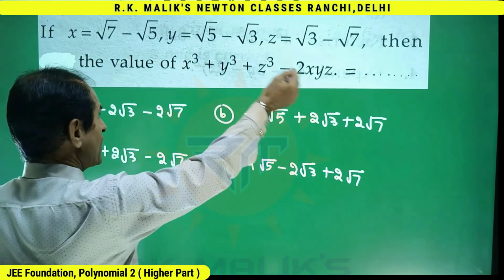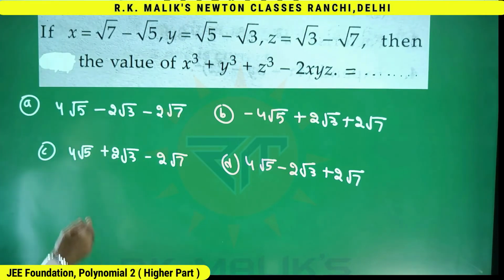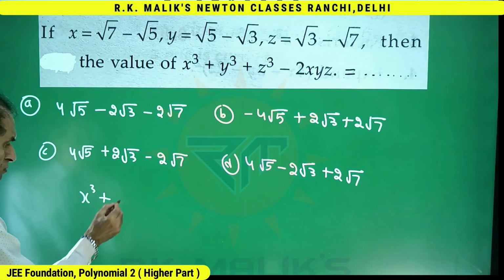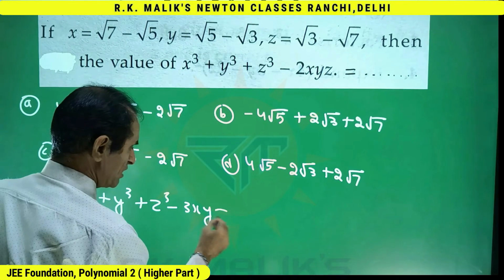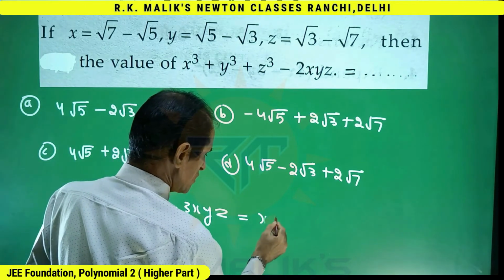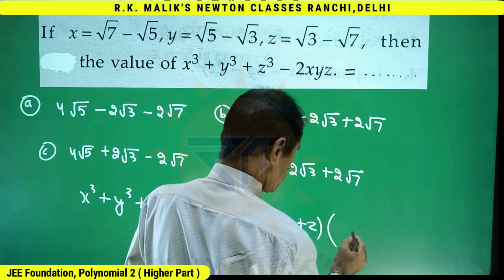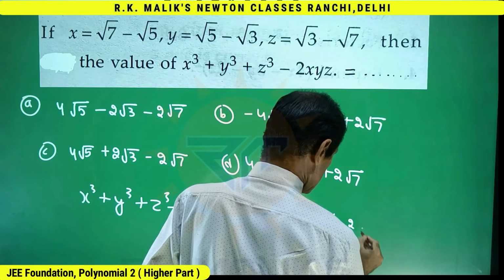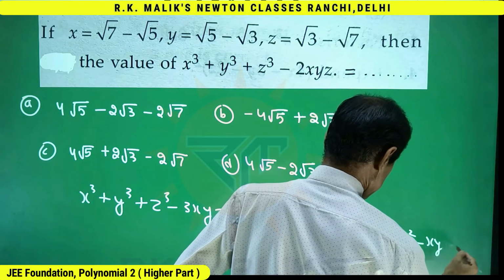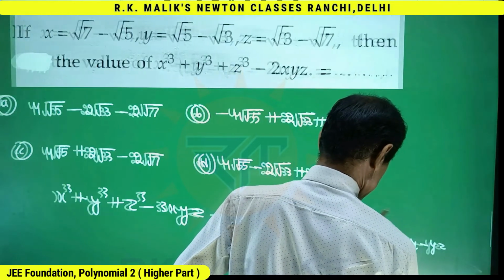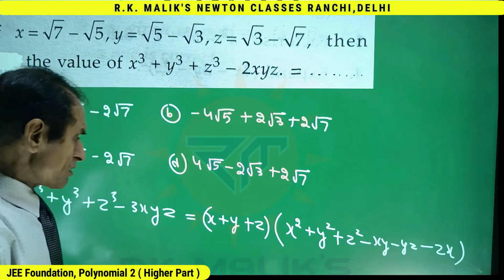Just by looking at this expression, immediately the formula of x cube plus y cube plus z cube minus 3xyz equal to x plus y plus z into x square plus y square plus z square minus xy minus yz minus zx comes in our mind.